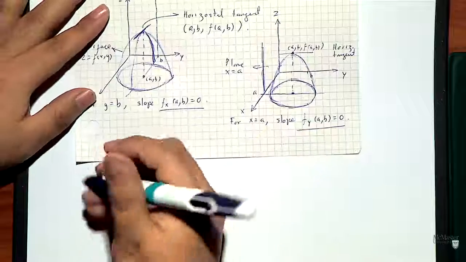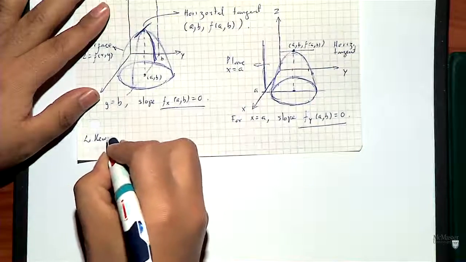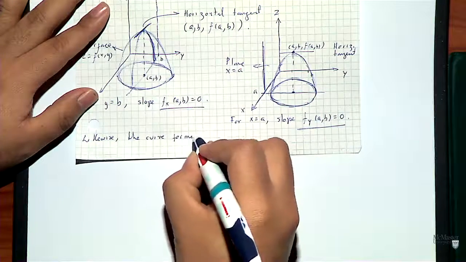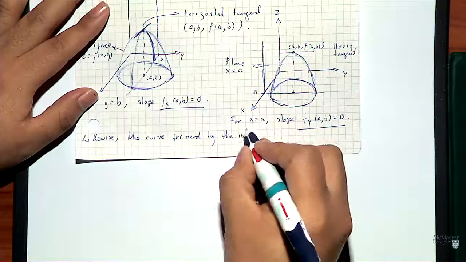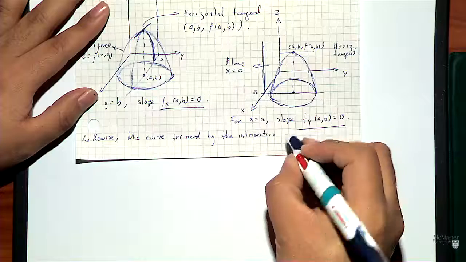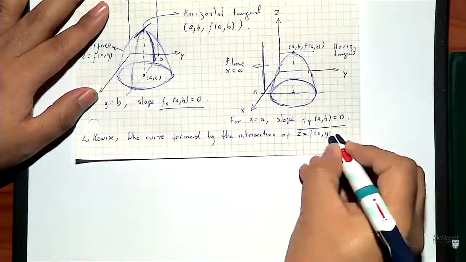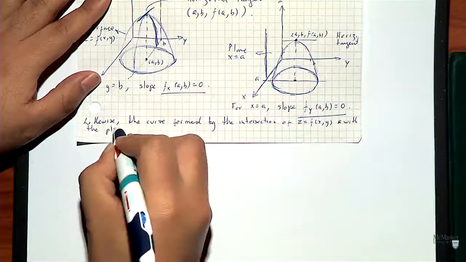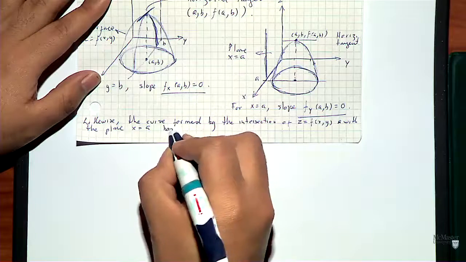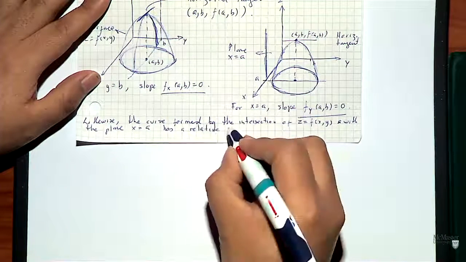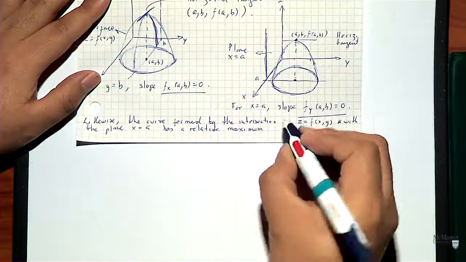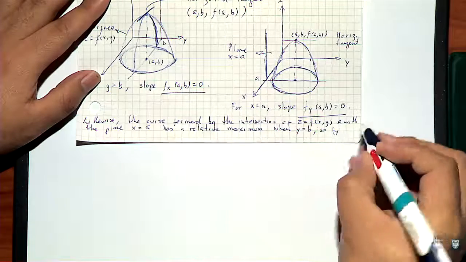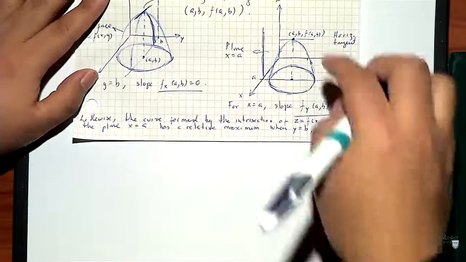So the second statement is basically that, likewise, the curve formed by the intersection of the surface z equal to f(x,y) with the plane x equal to a has a relative maximum at y equal to b, and so the partial of f with respect to y at that point is equal to 0. Basically just stating again this.